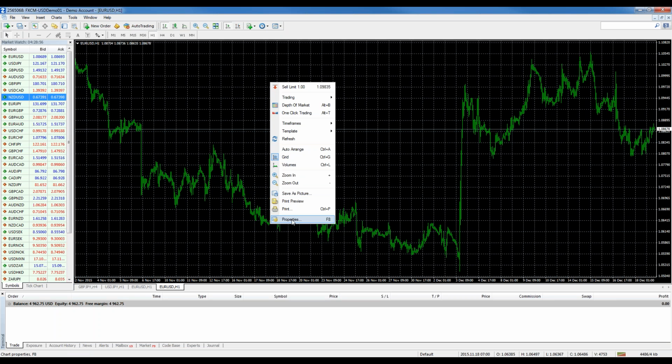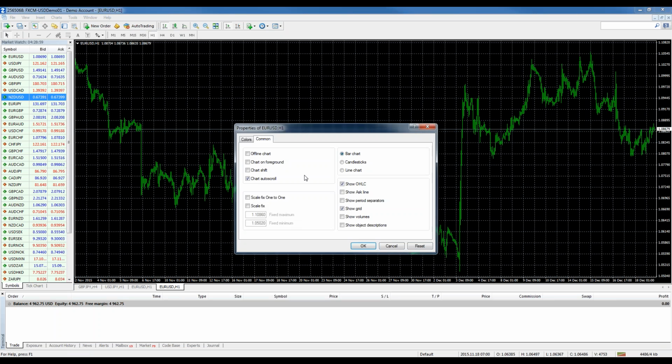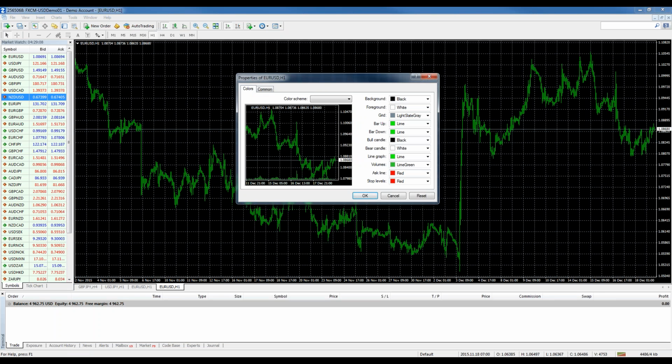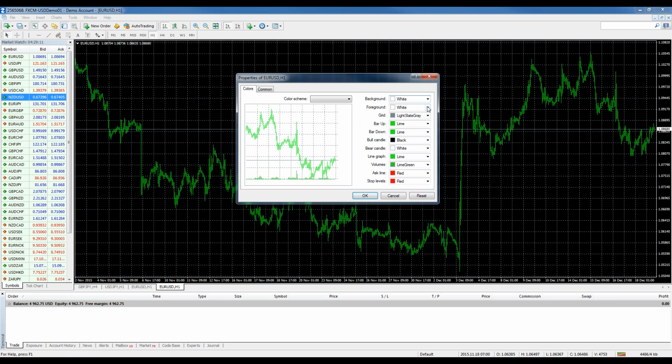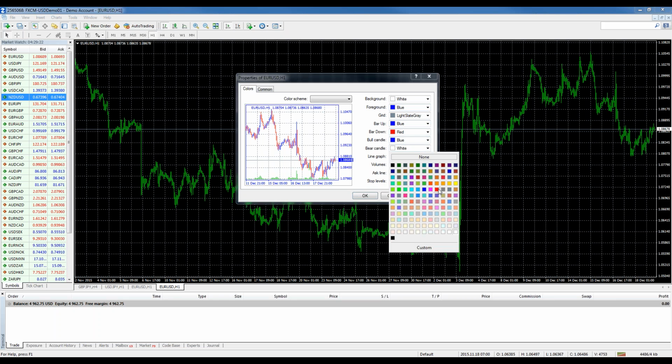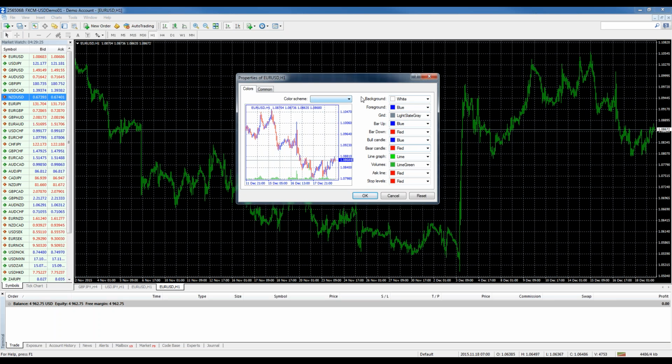You can have it. You right click, you go to properties. On the properties area, I like to uncheck grid, and I like to go to colors. I like to have my background white. I like to have my foreground blue. I like to have my bar up blue, my bar down red, my bull candle blue, my bear candle red. So my background white, my foreground blue, there's no grid, right? Bar up, bar down. Basically the chart is red, white, and blue, for lack of a better thought.